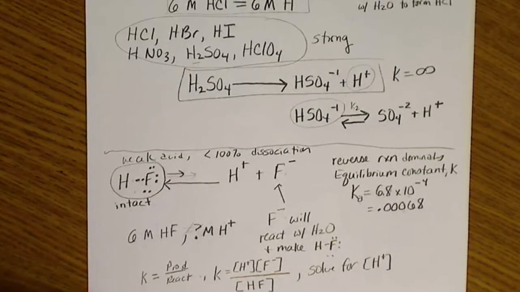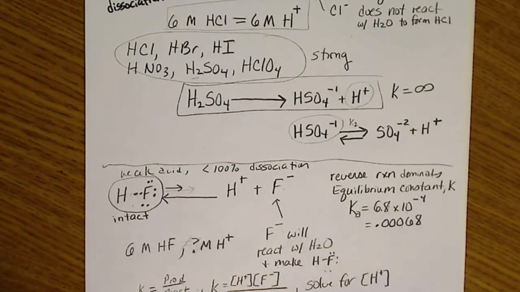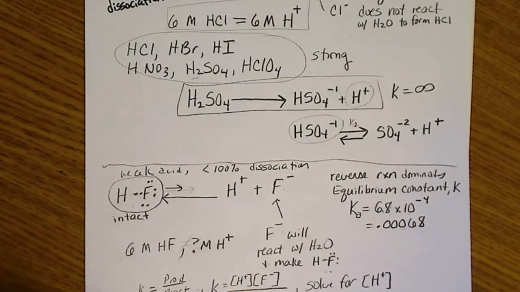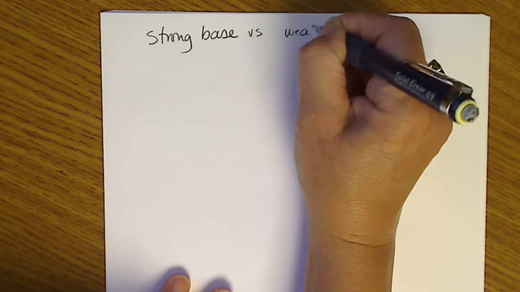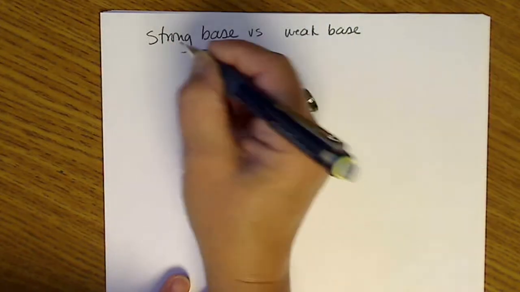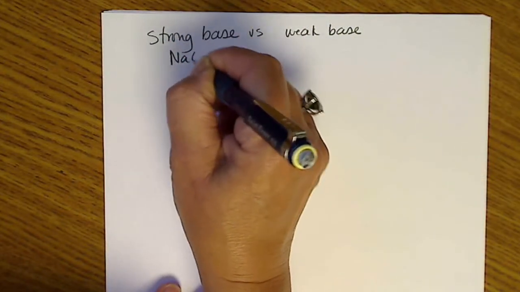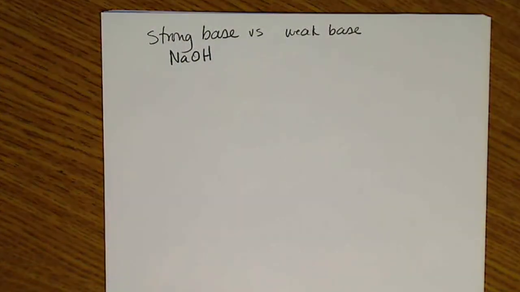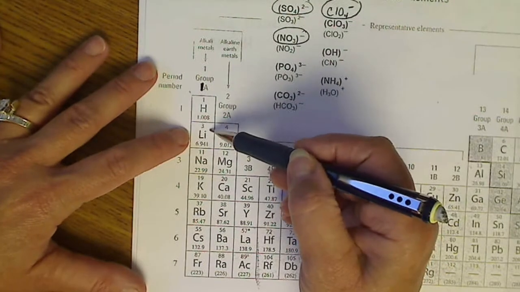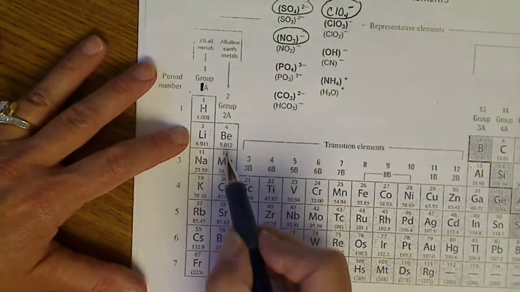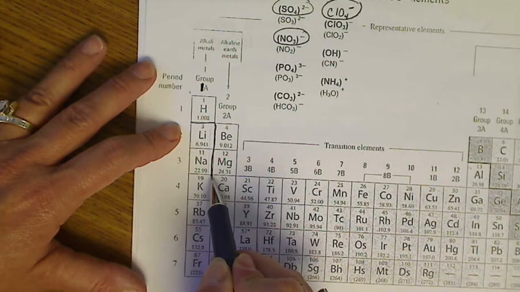Now the next paper I'm going to show a strong base versus a weak base. And it's helpful to memorize the strong bases as well. So a strong base, again, means 100% dissociation. And we can pretty much be guaranteed that a strong base is going to have hydroxide in the formula. So our strong bases are always the column 1 metals and the heavier column 2 metals.